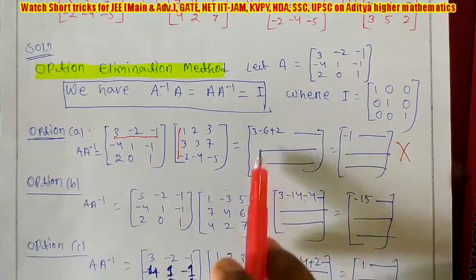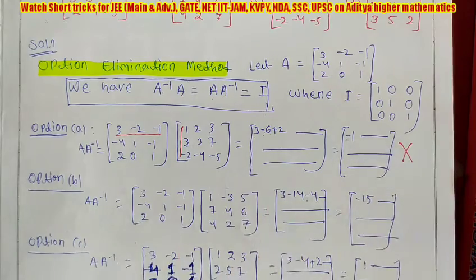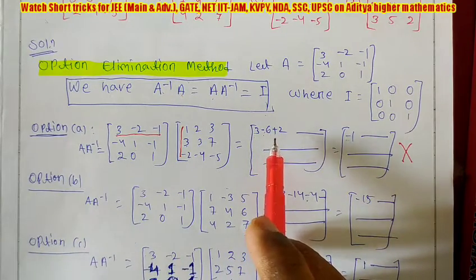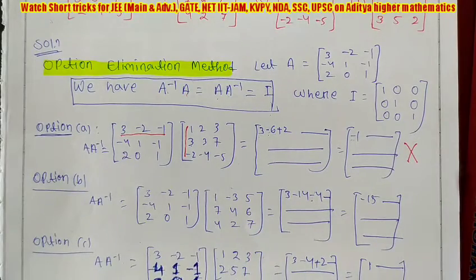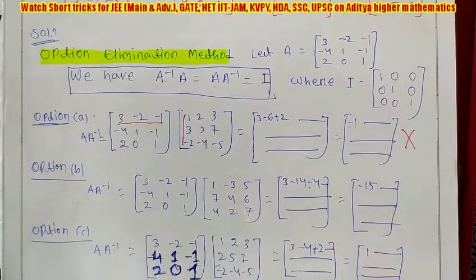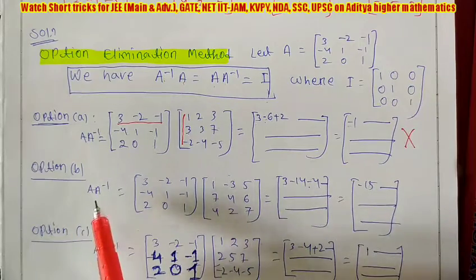Understood? No need to find all the elements of the product. If you are getting one element, then you go to the other option, whether you are getting that element or not. If you are getting the same element, then you can go on to further elements. Now option B.